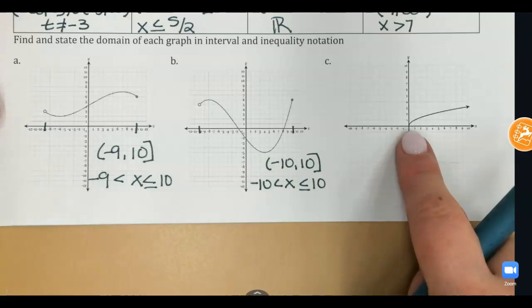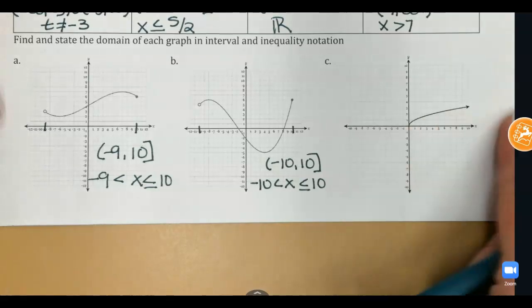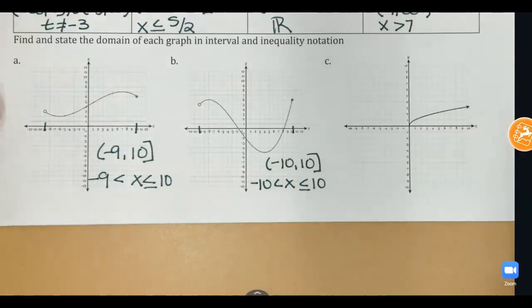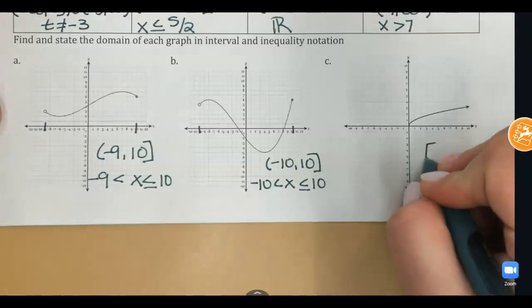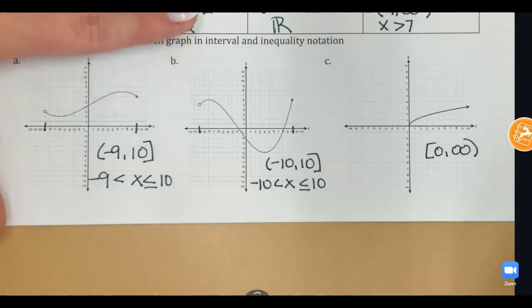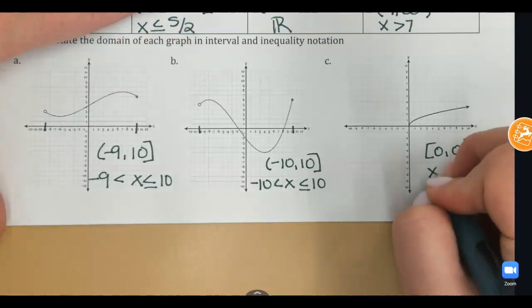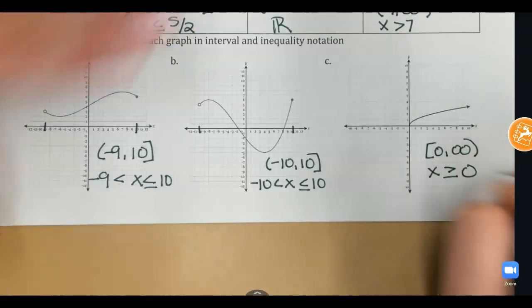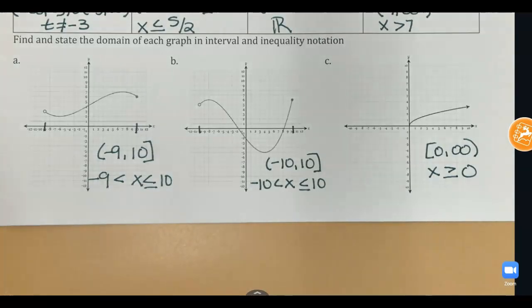And then lastly, we're starting at 0 and going off to +infinity. So for my interval notation, that's going to look like bracket 0 to infinity with parentheses. And for inequality, that's just going to be that x is greater than or equal to 0.